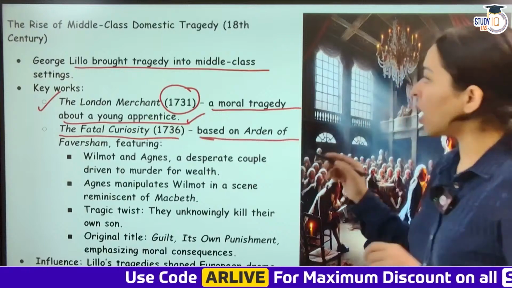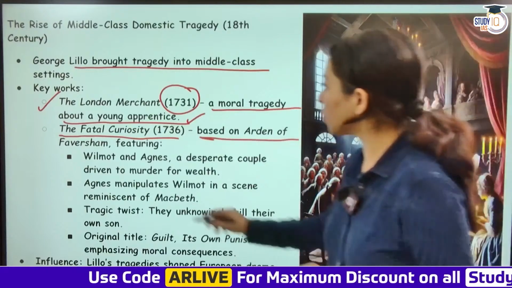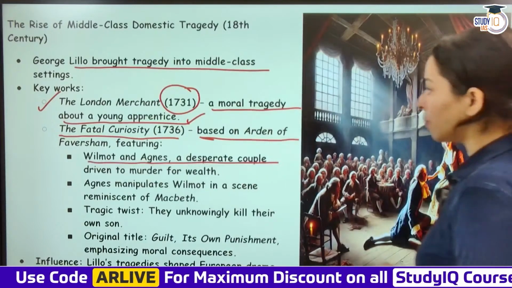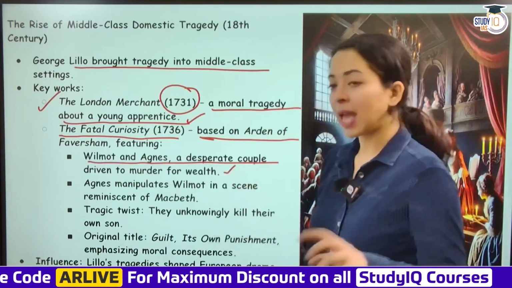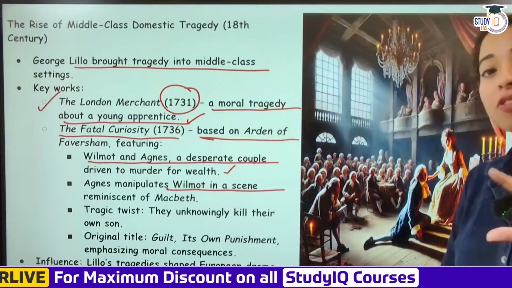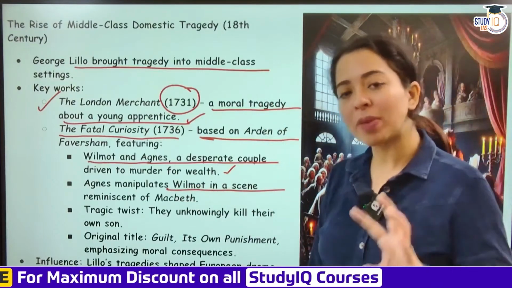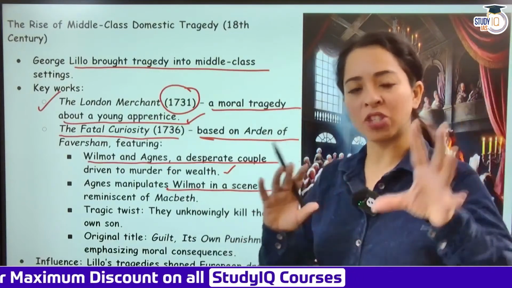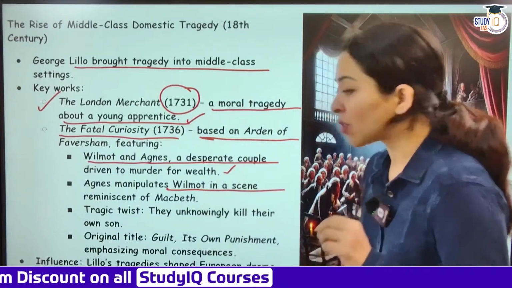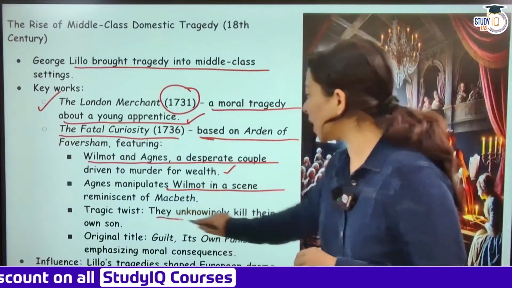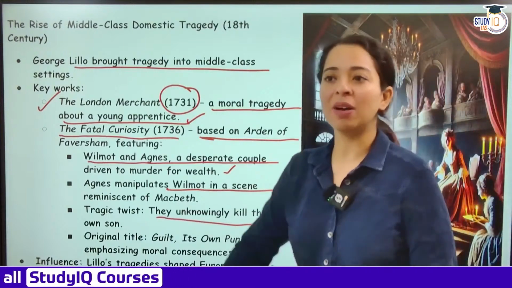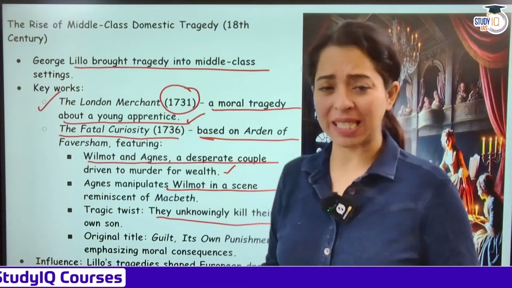This was based on Arden of Faversham, featuring Wilmot and Agnes, a desperate couple driven to murder for wealth. Agnes manipulates Wilmot in a scene that is reminiscent of Macbeth. Okay, so there was a little glimpse of Macbeth in it, a little reflection. And this is how, tragic twist, they unknowingly kill their own son. Okay, so this must have been a very difficult scene, I'm sure.